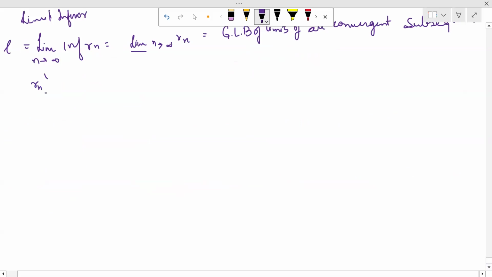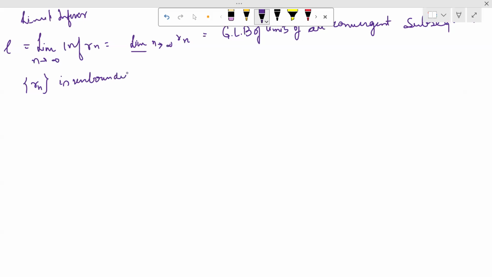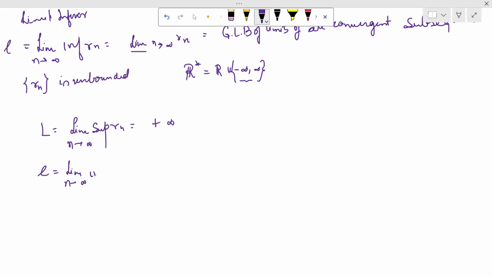Now, what if Rn is unbounded? Then we have to introduce the notion of the extended real number system, where you have both minus infinity and plus infinity. We adopt them as symbols here. Now, if Rn is unbounded, then the limit superior would be infinity, and the limit inferior would be minus infinity. So here we'll take these things as symbols to denote a large positive number and a large negative number.